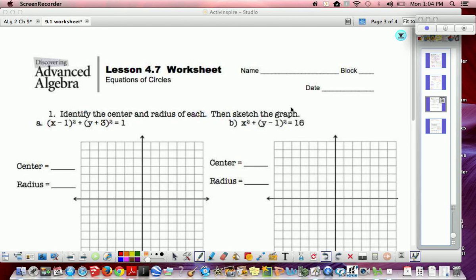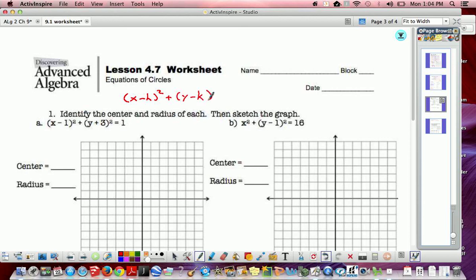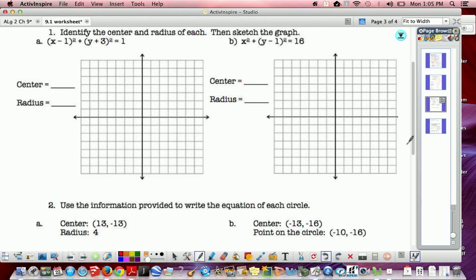4.7, we're taking a look at equations of circles. Remember that the general equation of a circle is (x minus h) squared plus (y minus k) squared equals r squared. The point (h, k) is your center, and r is your radius. On these first ones, you're asked to identify the center and the radius, and then you're asked to sketch the graph.